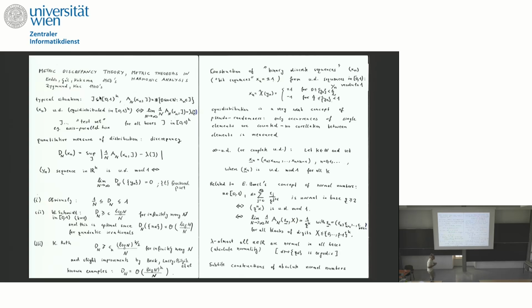And of course, Wolfgang Schmidt's lower bound is best possible. If you take a quadratic irrational, for instance, and take the multiples of this quadratic irrational, then you get a sequence which attains this lower bound log N over N. So the discrepancy of that sequence is log N over N.